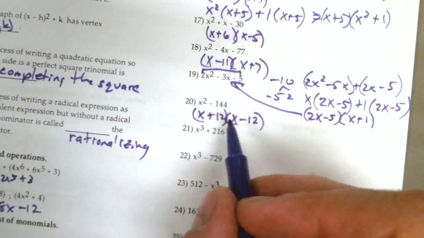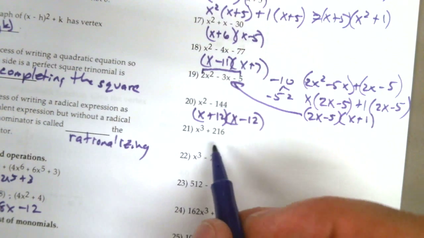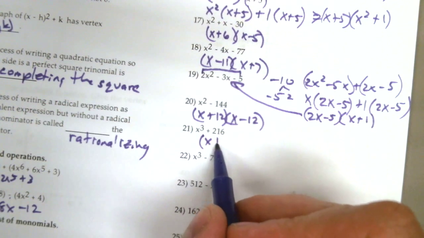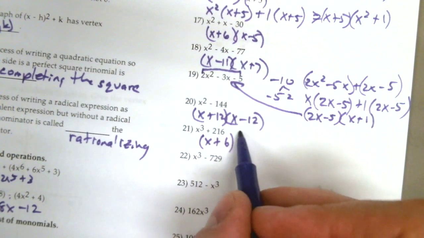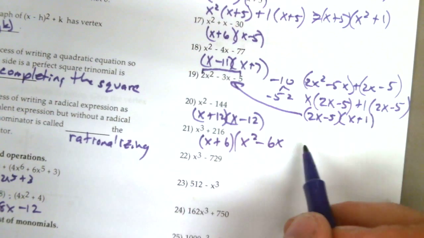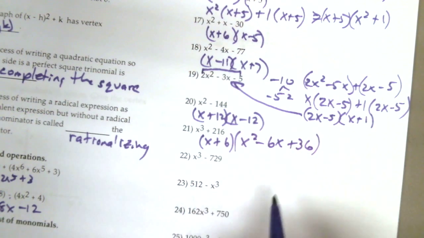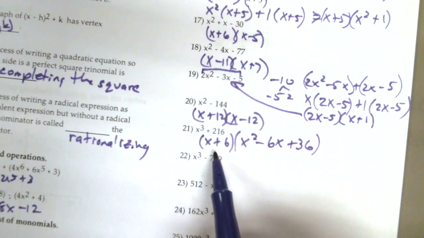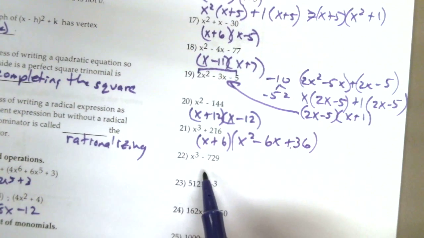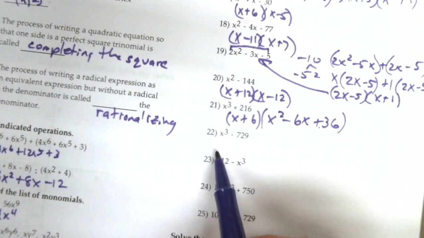For number 21, we have the sum of cubes pattern, which is the cube root of the first one, the cube root of the second one. Square that first term, multiply them together, opposite sign, and then square the last term. Remember, these signs use the acronym SOAP: Same, Opposite, Always positive.